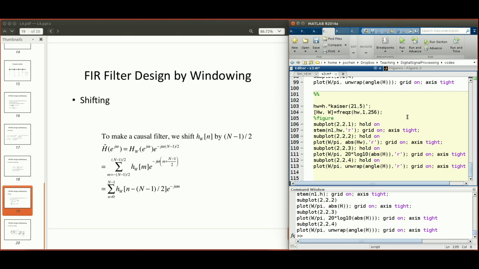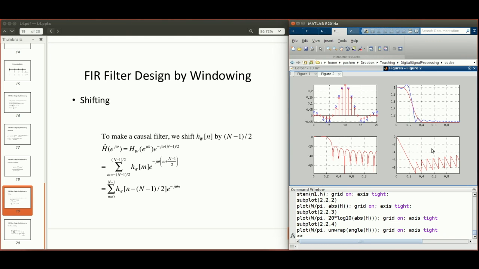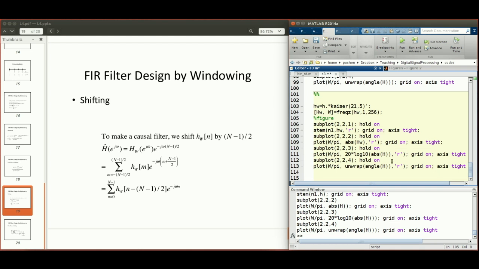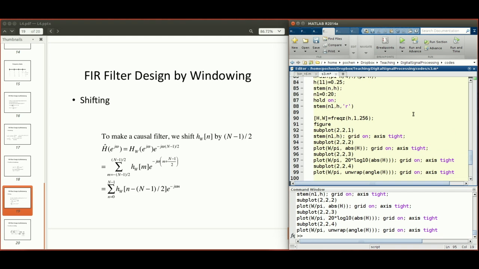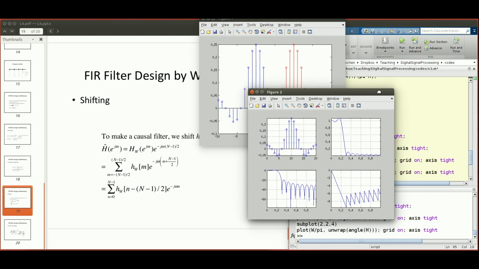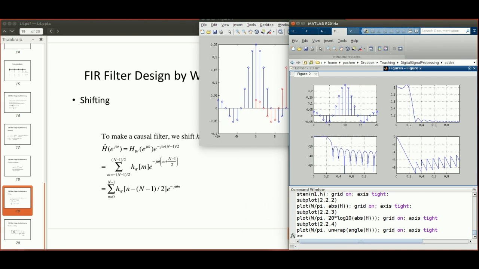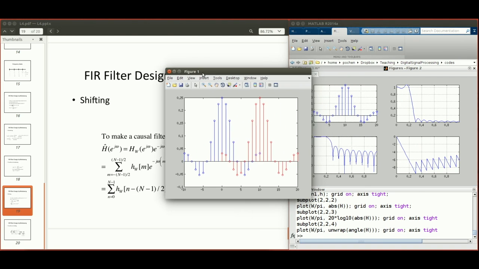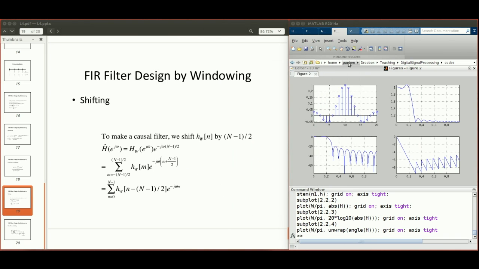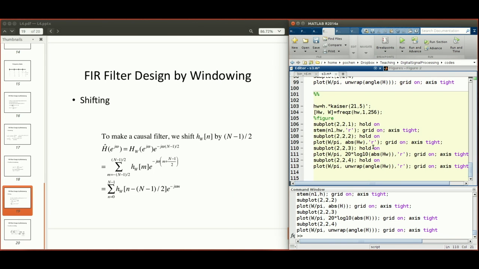Let's execute this block. Oh, for some reason these two... Oh, sorry. It's not big H. It's HW actually, not a big H. So I probably need to remake this figure. Then execute the second block.